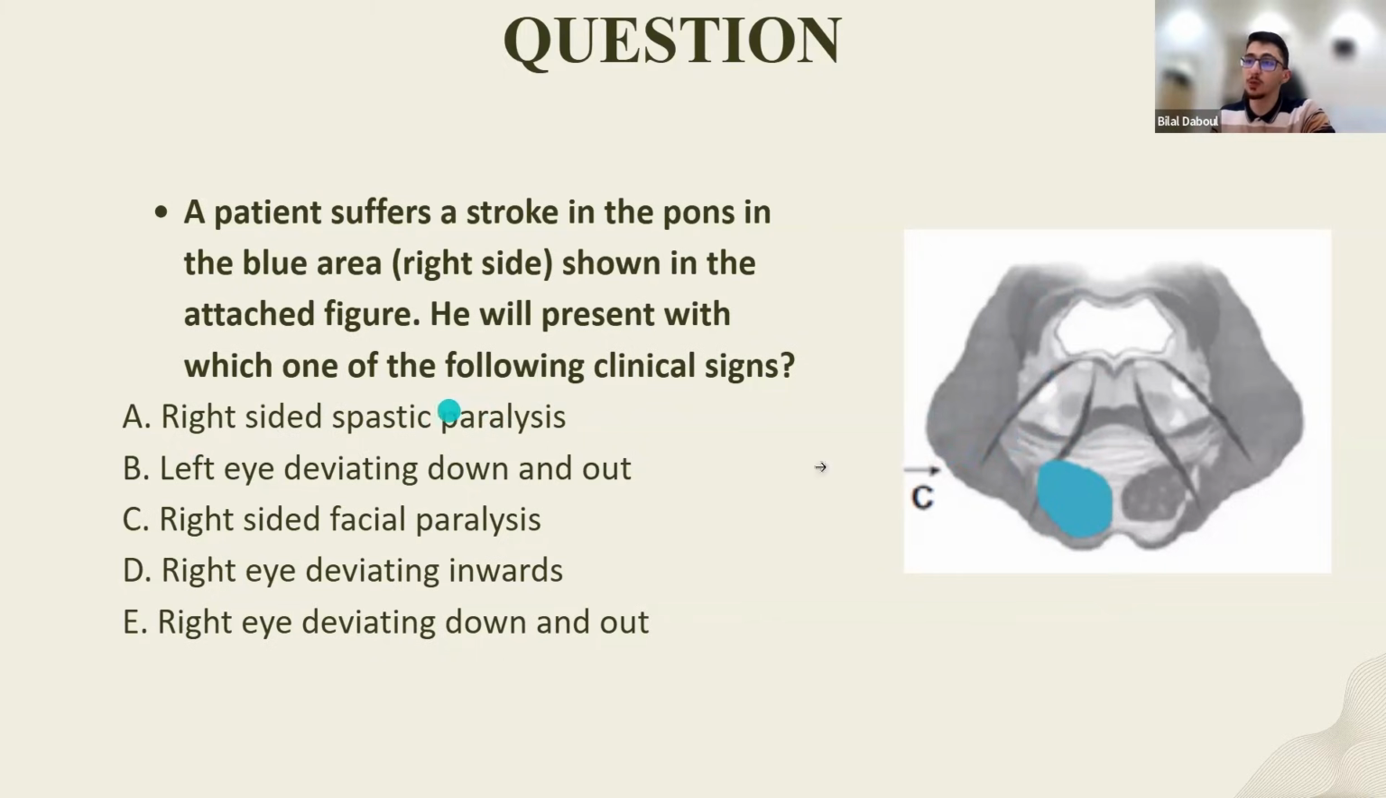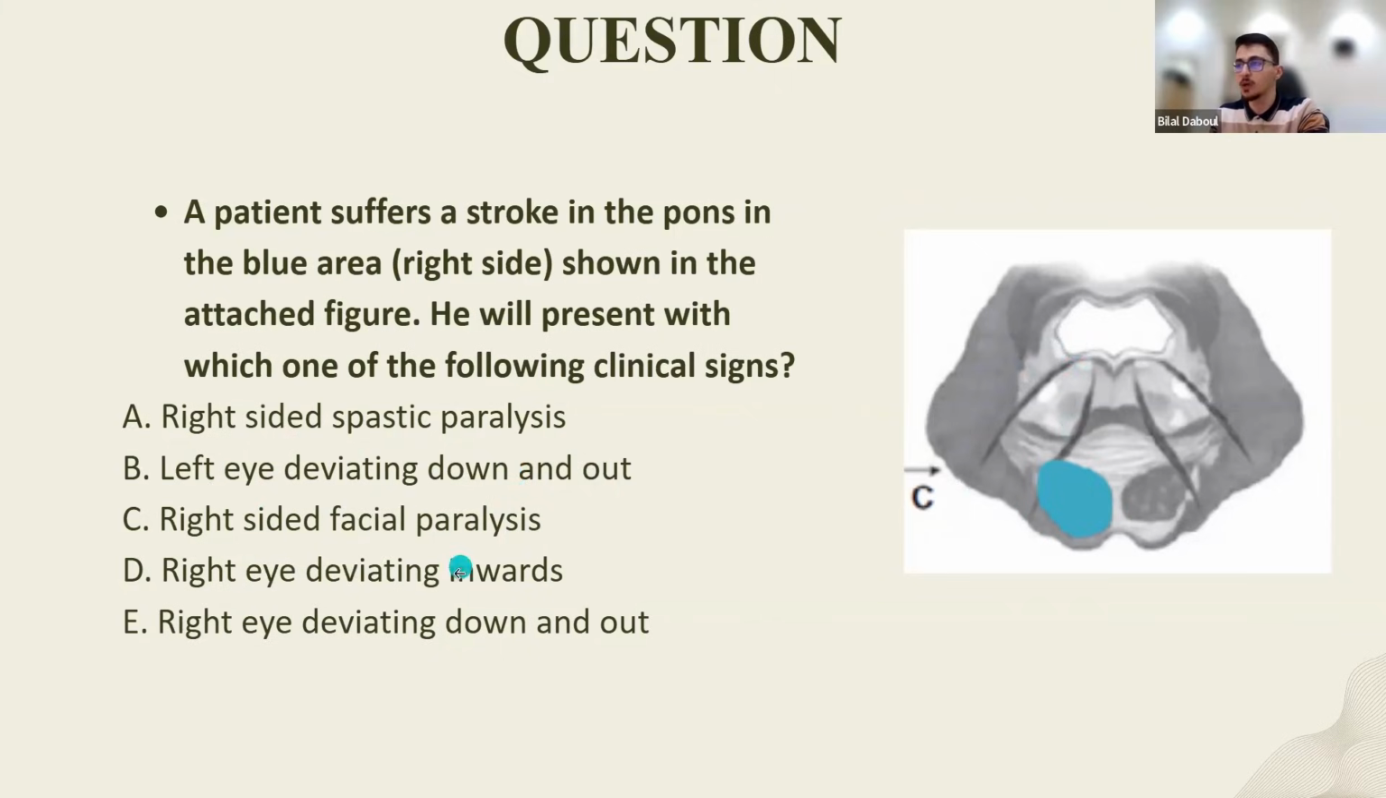Right-sided spastic paralysis, no, you would have left-sided spastic paralysis because the corticospinal tract decussates at the spinal medullary junction. Left eye deviating down and out, that's oculomotor palsy. Okay, that's the level of the upper midbrain. It's not really here. Right-sided facial paralysis, that's a function of the facial nerve. If you see, it's not involved.